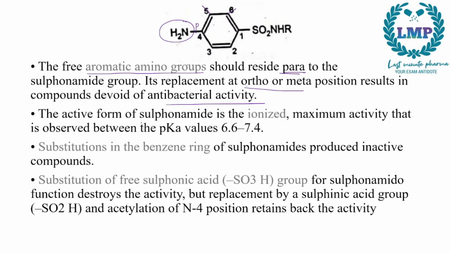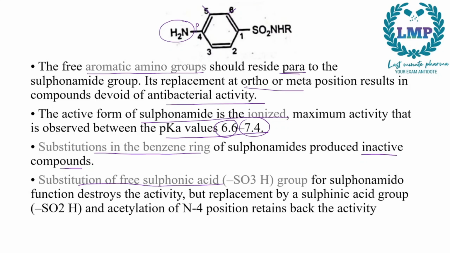Now, the active form of sulfonamide is the ionized form. Maximum activity is observed between the pKa values of 6.6 to 7.4. So the active form of the sulfonamide is always ionized. Now substitutions in the benzene ring of the sulfonamides produce inactive compounds. So as we said earlier, if the amino group is given here or any other substituent is given here, this produces an inactive compound.